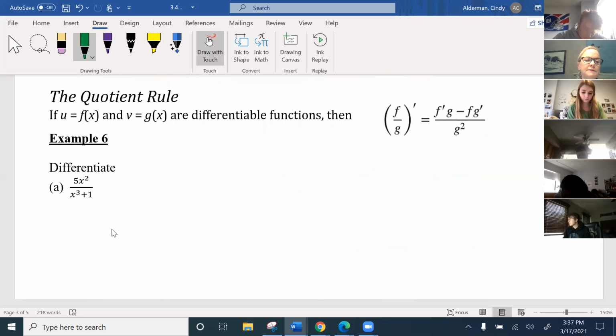Quotient rule. So this is just another formula, right? And it's just saying the same thing kind of before, right? If you want to take the derivative of f over g, you have to use that formula. So in the numerator, you're going to do f prime g and then subtraction this time minus f g prime, and then put the whole thing over whatever g is squared.